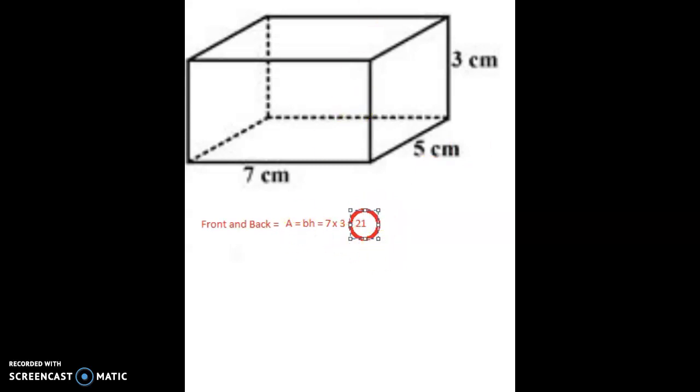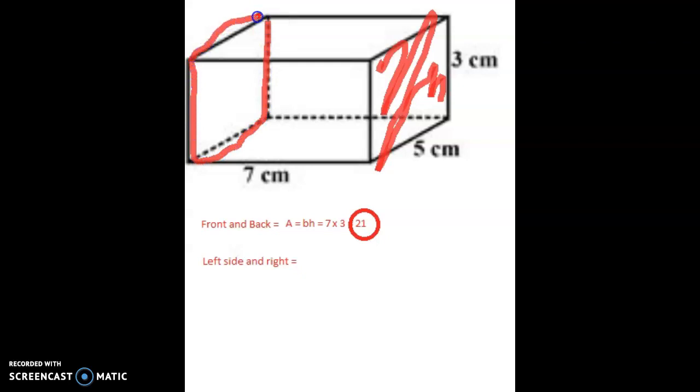Okay, let's do the sides first. Left side and the right. Okay, so we have 2 sides. Let me go ahead and show you what those are. So we have the right side here, which we'll take our numbers from, and then the left side would be over here. Again, will they be the same? Yes, they will, because they're across from each other. In a rectangular prism, the right and left will always be the same.